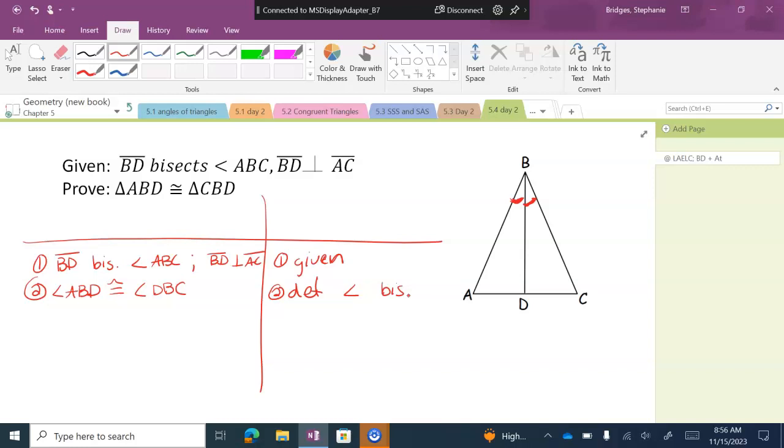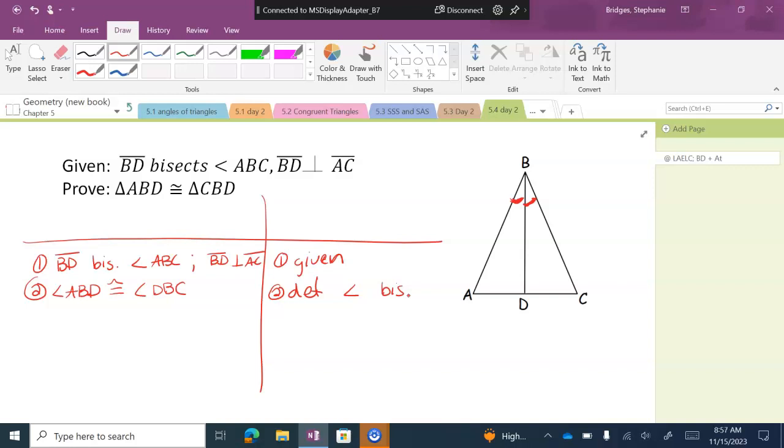So statement 2 has some congruent angles. Does that lead me to say anything else? Does congruent angles lead me to say anything else? What other piece of information was I given? I was given some perpendicular lines. So if I'm given perpendicular lines, what should I be able to name next?